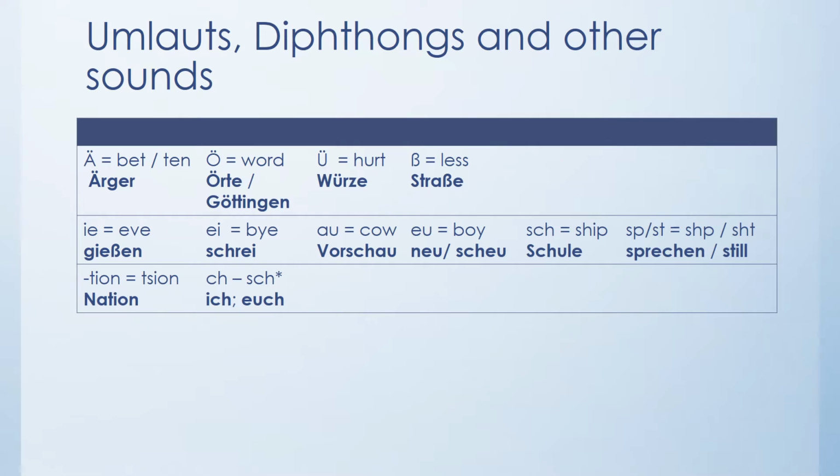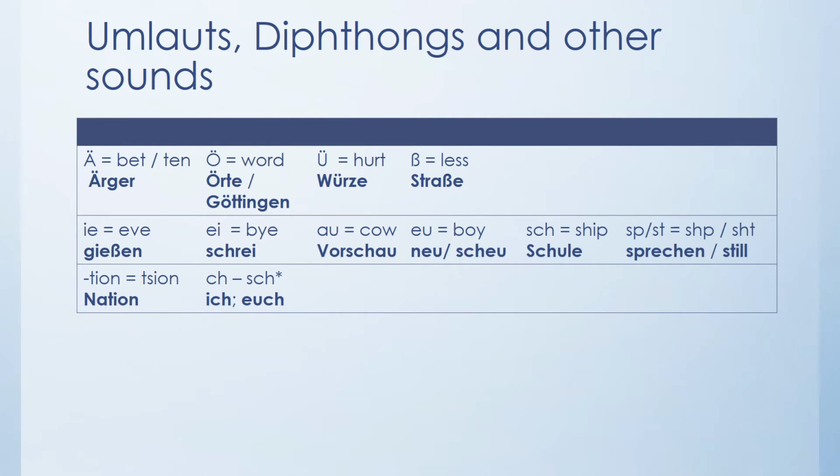The SP and ST sound is actually pronounced like sh-p or sh-t. So it's the sh sound and then P, or the sh sound and then T. So you see the word underneath would be pronounced sprechen, not s-prechen, but shprechen. And then still, not s-till, but shtill. Kind of like, they talk in Yiddish and they say the word shtick. That's like that. So shtill, shprechen.